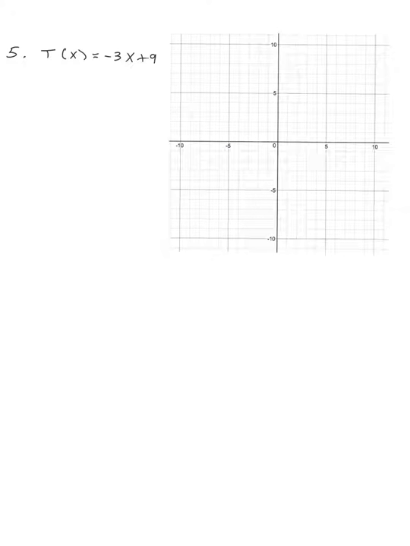For question 5, the function t of x equals -3x plus 9. Getting real clever with the names for my functions. The slope here is, okay, it's -3 or -3 over 1, and my y-intercept is (0, 9). That means I'm way up here. From my y-intercept, I'm going down 3 and over 1 to get the second point here, and my equation is going between those 2 points.